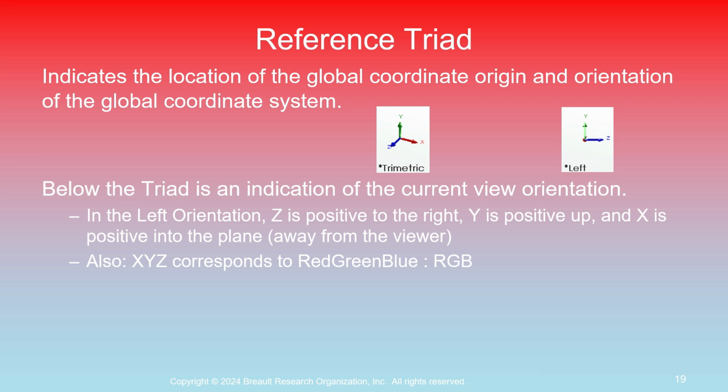The reference triad points out the X, Y, and Z directions. If you click on the different directions of the triad, it will snap you to that view orientation, and clicking it again will flip it to the opposite, i.e., clicking the X arrow will put you in the right view orientation, and clicking it again will flip it to the left view orientation. Below the triad, it will tell you what your current view orientation is, as long as you are on one of the standard orientations from before.